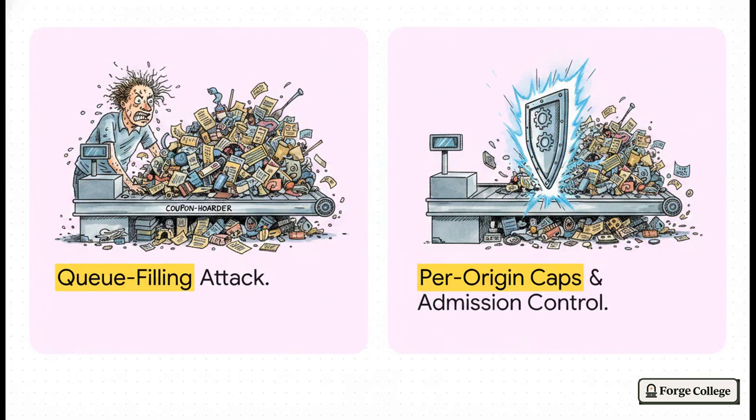Against a queue filling attack, which is basically a denial of service flood hitting your FIFO or priority queues, your absolute best defense is per-origin caps and admission control. It's exactly what it sounds like. You simply limit how many items one specific identity or IP address can place on the conveyor belt at any given time. That cuts off our annoying coupon hoarder immediately.